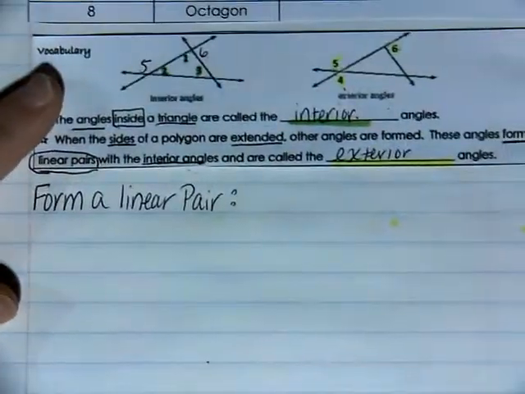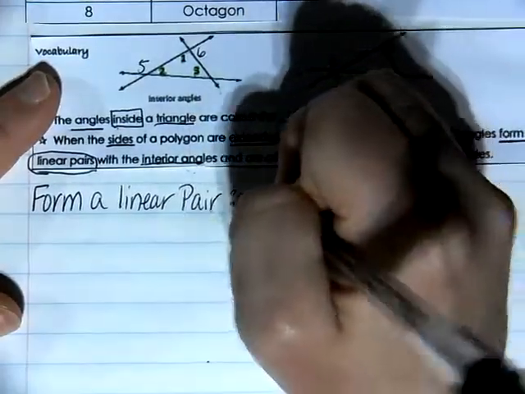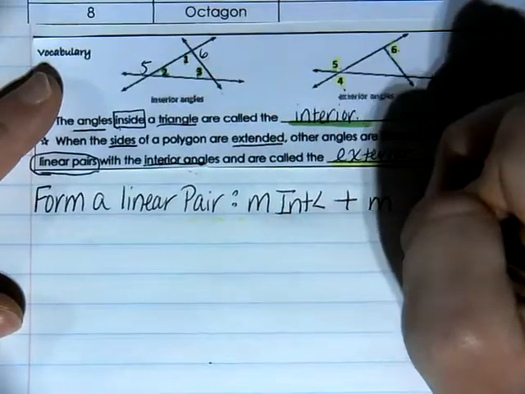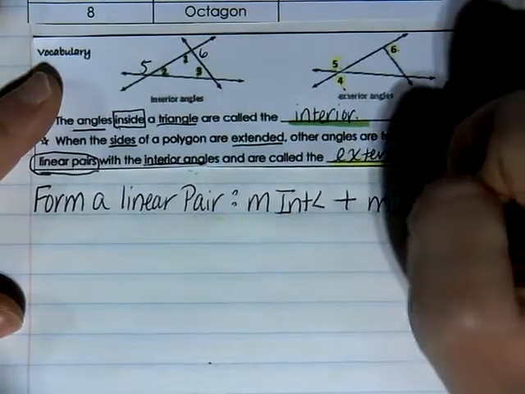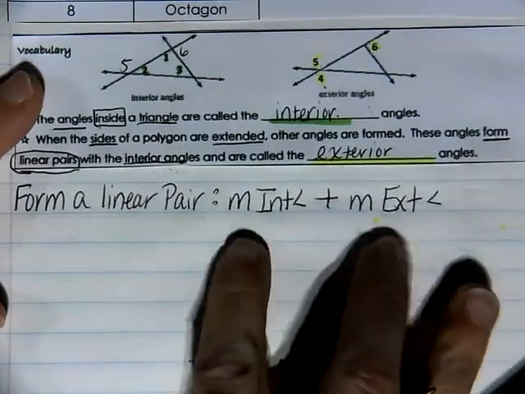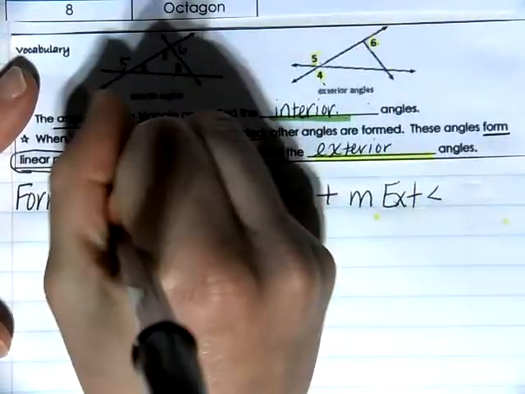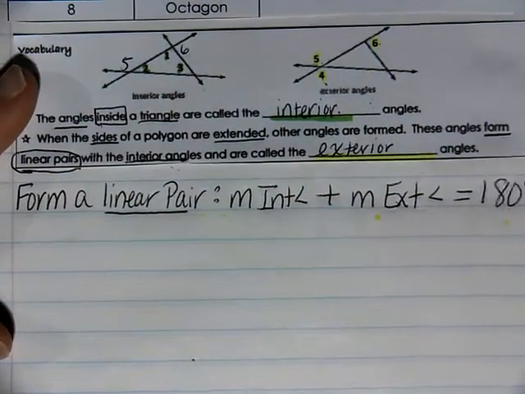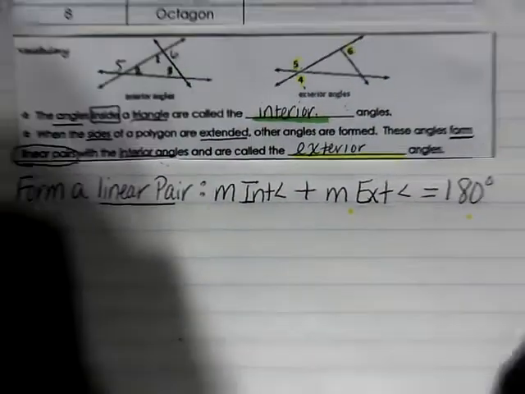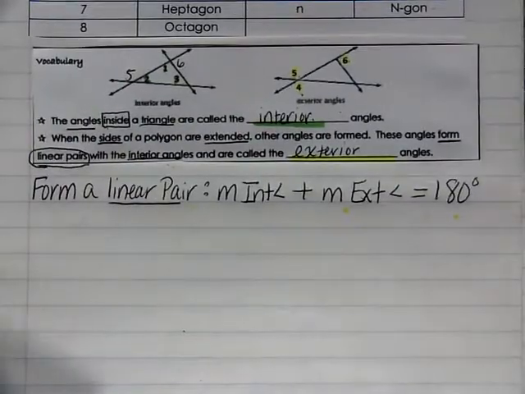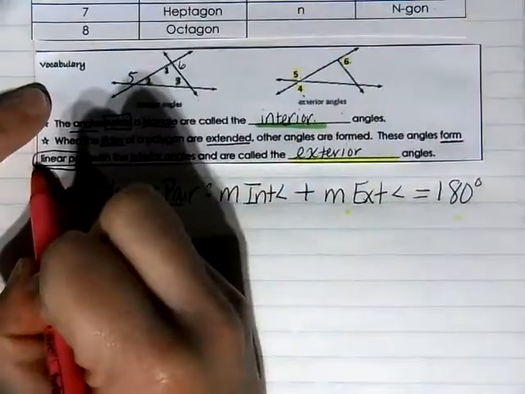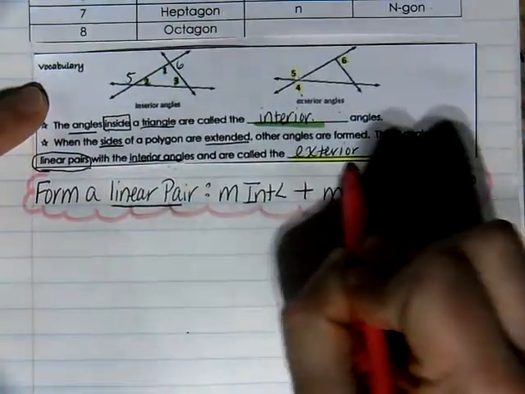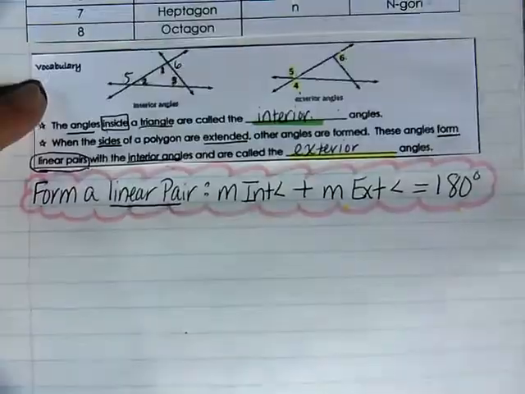And we can conclude that the measure of an interior angle plus the measure of an exterior angle, where the interior and the exterior angles form a linear pair, we can say that they would add to equal 180 degrees. So when an interior angle and an exterior angle together form a linear pair, we can say that they are supplementary and they will add to equal 180 degrees.